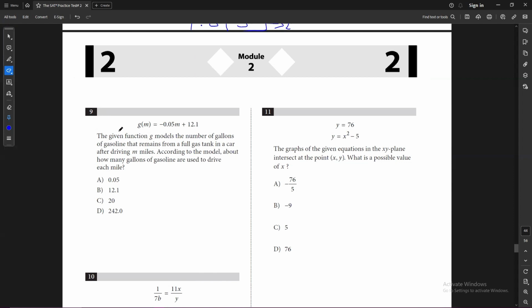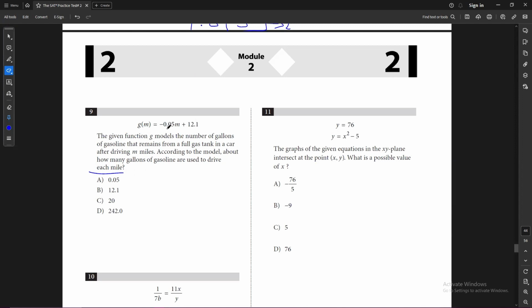All right. Question number 9. The given function g models the number of gallons of gasoline that remains from a full gas tank in a car after driving m miles. According to the model, about how many gallons of gasoline are used to drive each mile?